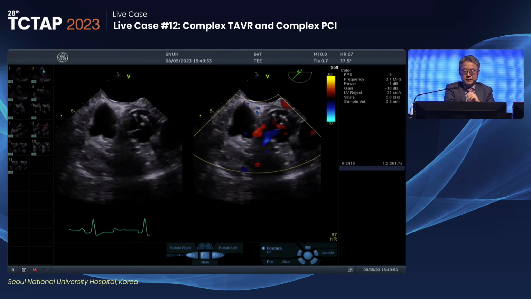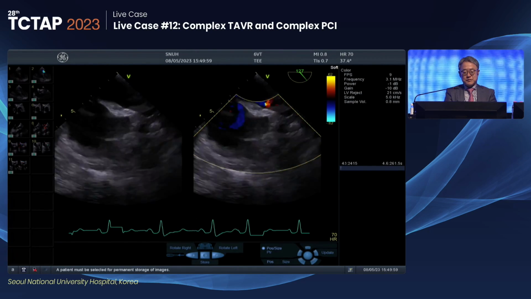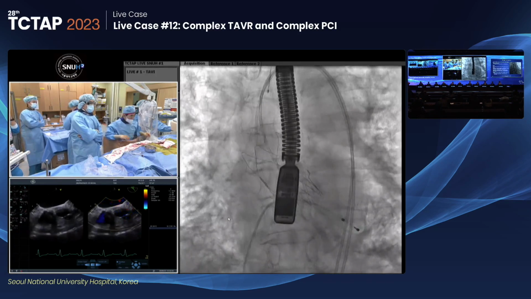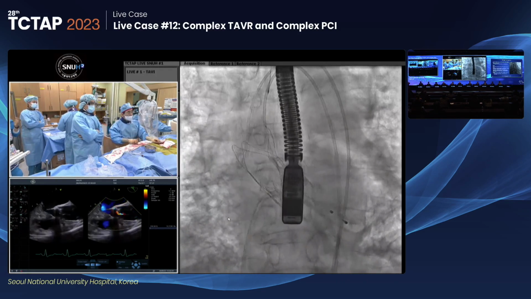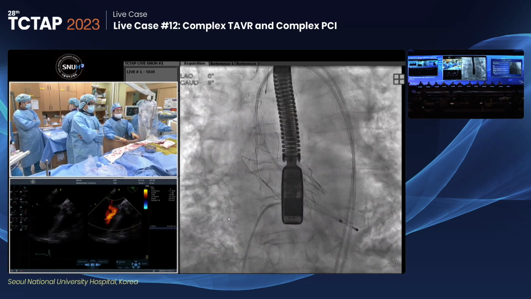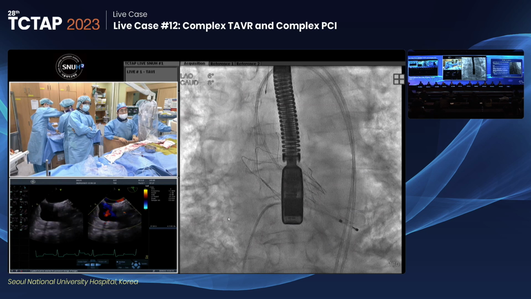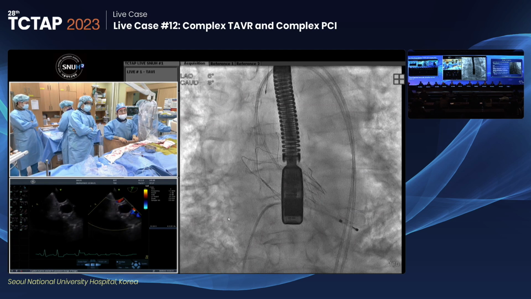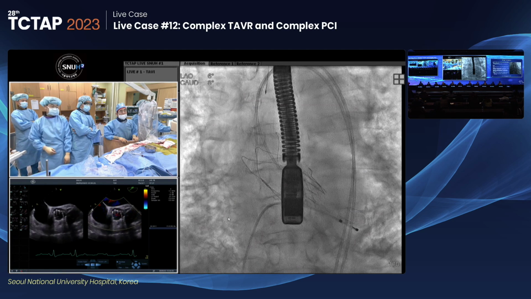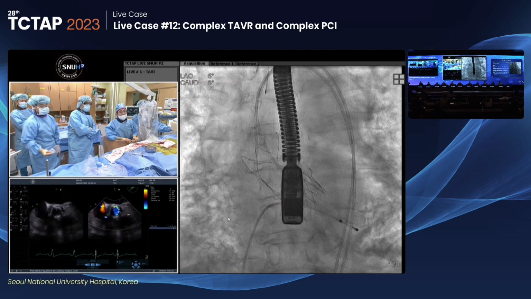Yeah, I already switched from a wire to a pigtail, and then I move the position of the pigtail by rotating. It's a short axis view. Cross-section image. Most of the regurgitation is intravalvular. Although you could be fooled in this view because you have to be at the precise level.